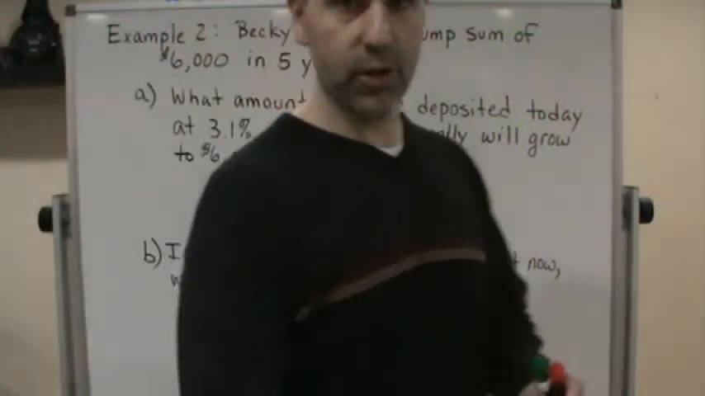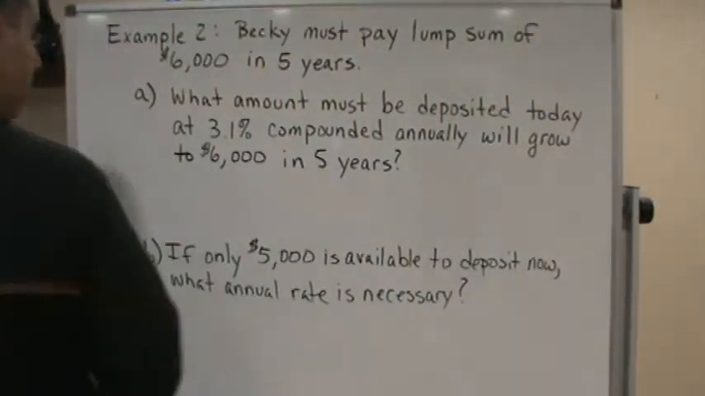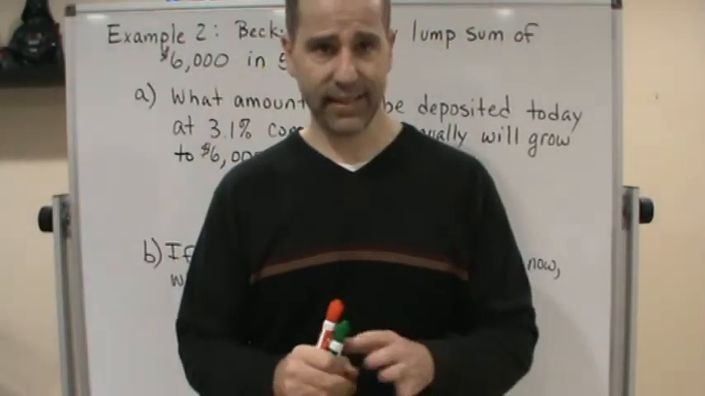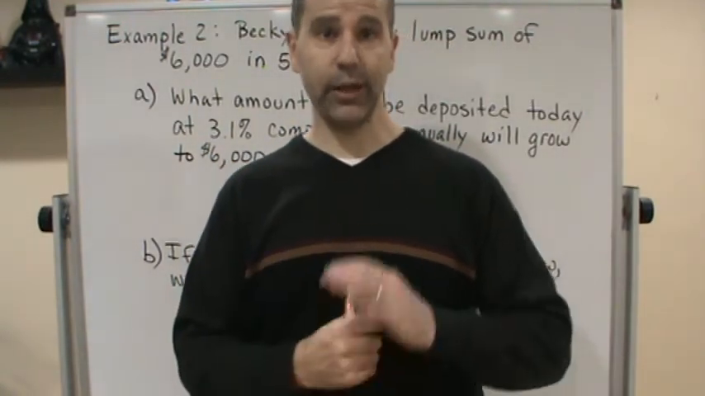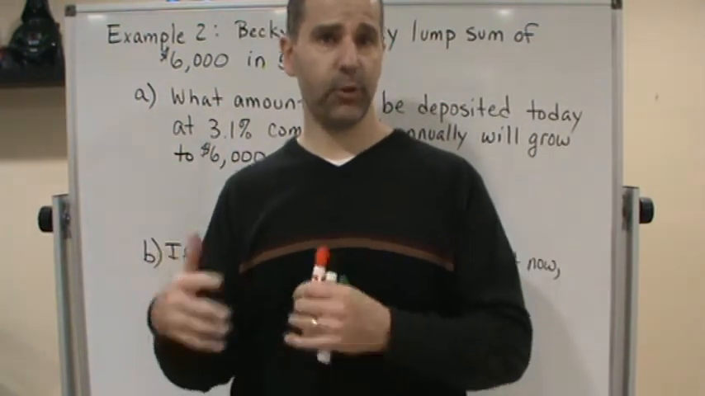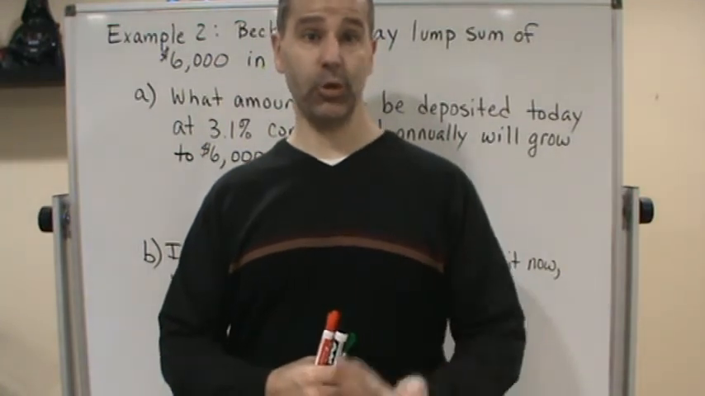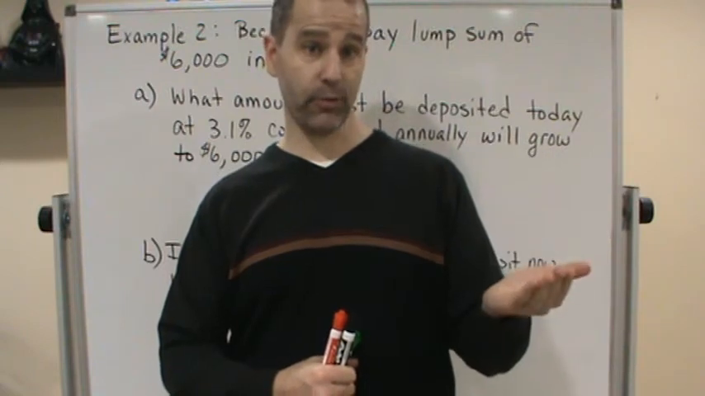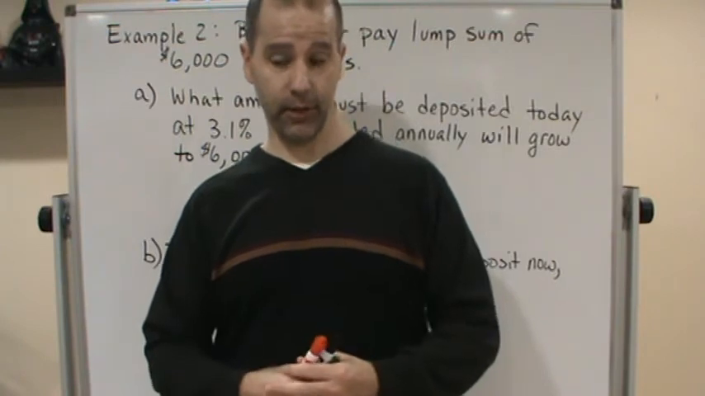Okay, welcome back, and here's another example of using compound interest. In this example, Becky must pay a lump sum of $6,000 in 5 years. The last example was a deposit that was going to grow, so interest was working for you. In this example, you're talking about a loan that needs to be paid back, so interest is working against you, which means the longer it takes you to pay it off, the more interest you pay. But compound interest works exactly the same in both scenarios.